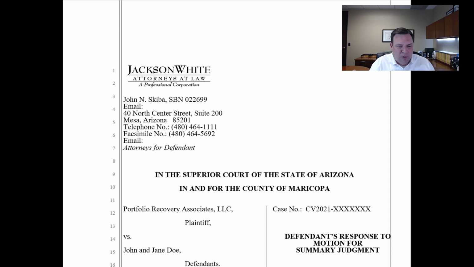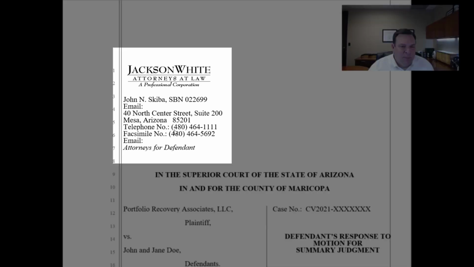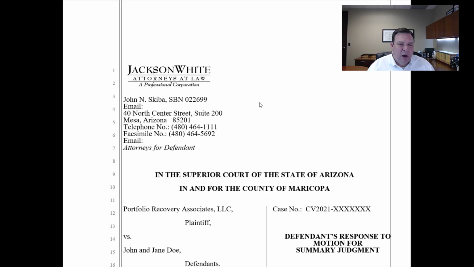I just made up Portfolio Recovery Associates as the plaintiff, and then a John and a Jane Doe as the defendants. But I want to show you what to expect in the document and how things are typically laid out. Now, this is page 1 of a response to a motion for summary judgment. You're going to see here in the upper left-hand corner, this is the name of the law firm that's representing one of the parties. Now, if you're representing yourself, your name and contact information is going to go up here so that they know who's actually drafting the document.